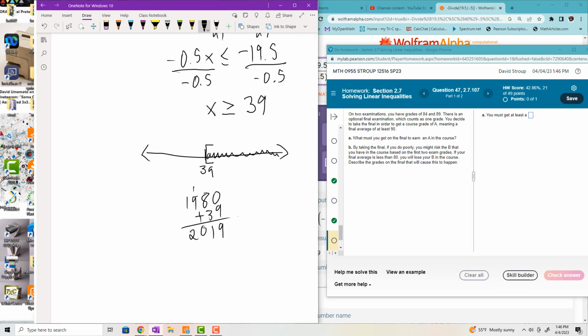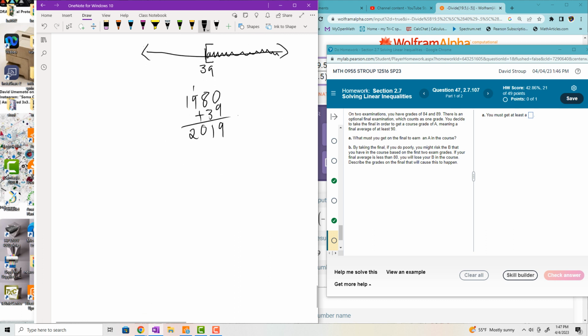For these problems, you want to be a little bit sensitive to whether you're using greater than or equal to, or just a strict greater than inequality. Let's look at 47. It's a great question because this type of inequality is how you could figure out your grades here in school. On 2 examinations, you have grades of 84 and 89. Then there's an optional final examination, which counts as another grade. You could call that X. You decide to take the final in order to get a course grade of A, meaning the final average has to be at least 80. What do you have to get on the final to earn an A in the course?